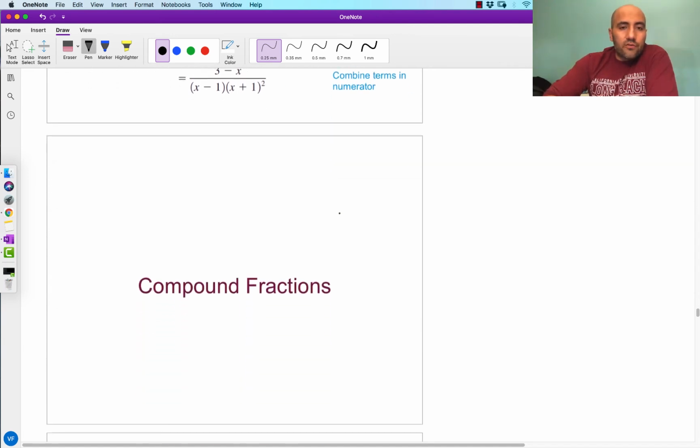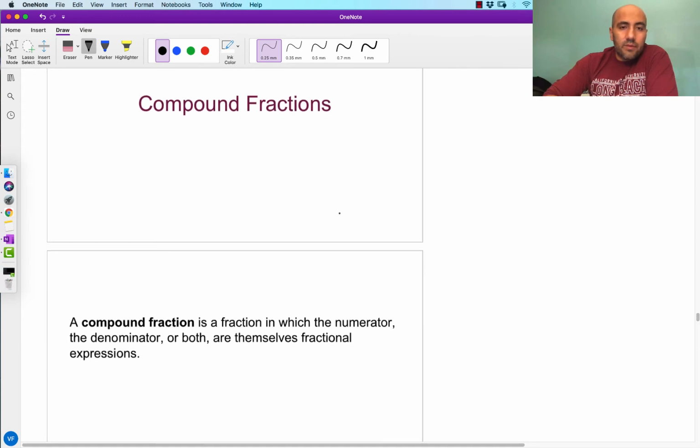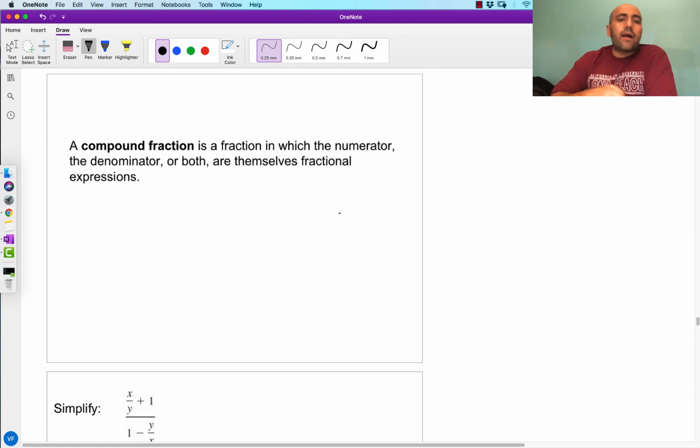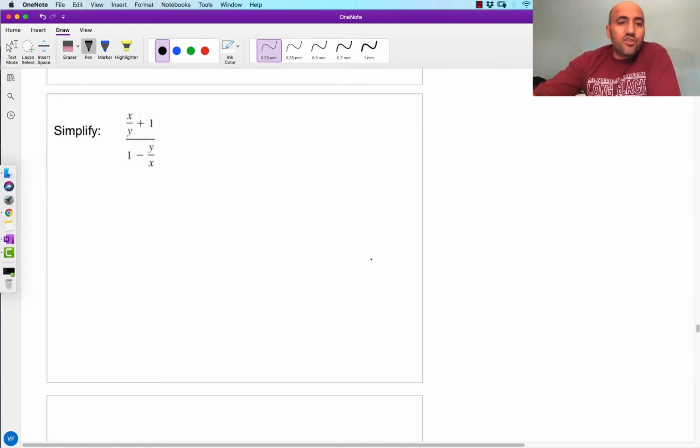Okay, so hopefully these aren't too bad. Compound fractions. These aren't bad at all, but people don't like compound fractions, so let's spend a few minutes on them. A compound fraction is a fraction in which the numerator or denominator or both are fractions themselves or have fractions in their own expressions. Okay, so here is an example. We have one giant fraction.